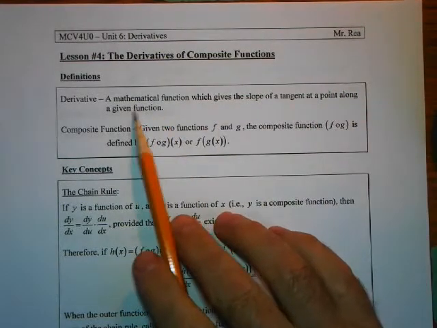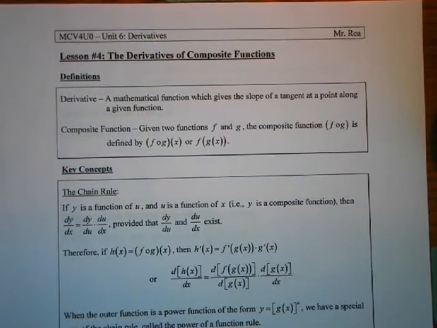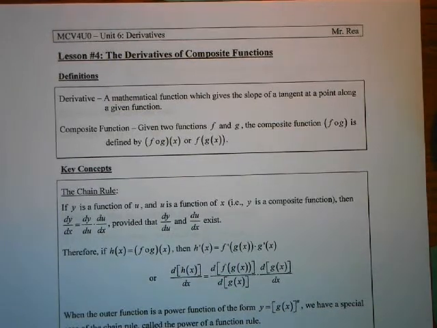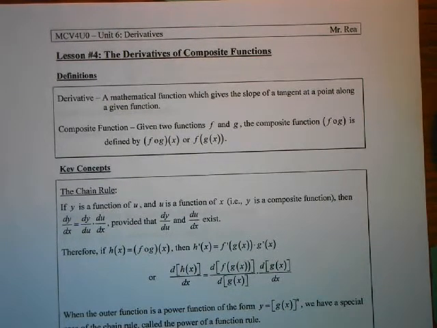Before we get to that, just a reminder, the derivative is a mathematical function which gives the slope of a tangent at a point along a given function, or it could be considered to give the instantaneous rate of change at a given value or given point. Both of them mean the same thing. Slope of the tangent, instantaneous rate of change, and derivative all mean the same thing. So now we're speaking in terms of that as the derivative, because the derivative is a function.